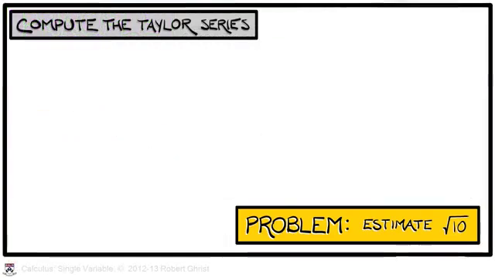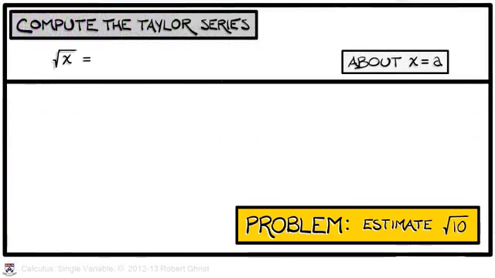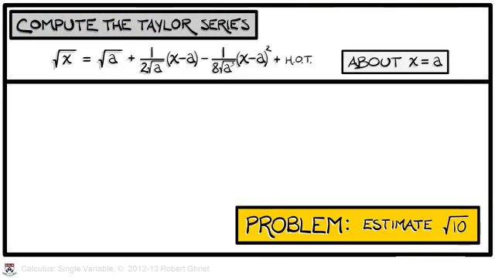Well, we would have to look at the Taylor series of the function square root of x. If we expand that about a point x equals a, then I'll leave it to you that the first few derivatives work out to a Taylor series of root a plus 1 over 2 root a times quantity x minus a, minus 1 over 8 times the square root of a cubed times quantity x minus a squared, plus some higher order terms in x minus a.